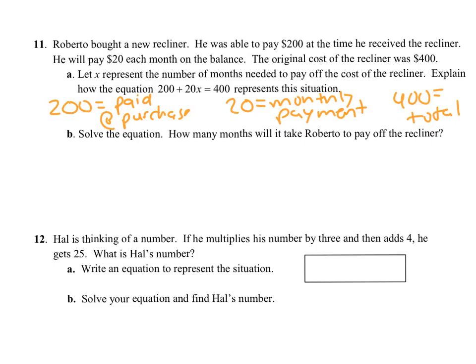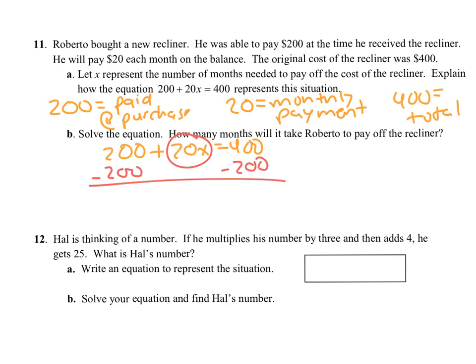So for part B, it says solve the equation. How many months will it take Roberto to pay off the recliner? So here we go. So we've got 200 plus 20x equals 400. We're going to solve for x. So let's go ahead and circle it, and the number attached to it. Don't touch it. Let's go ahead and subtract 200 from both sides, and I'm left with 20x equals 400 minus 200 is 200. Then I'm going to divide both sides by 20 and get x equals 10 months. And that's how long it'll take him to pay off the couch.